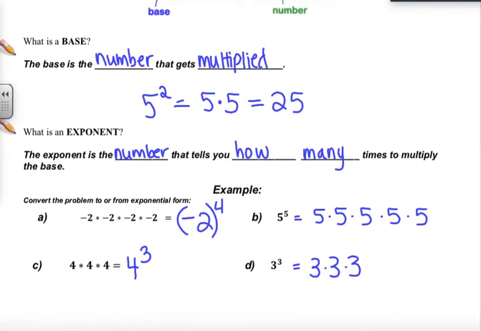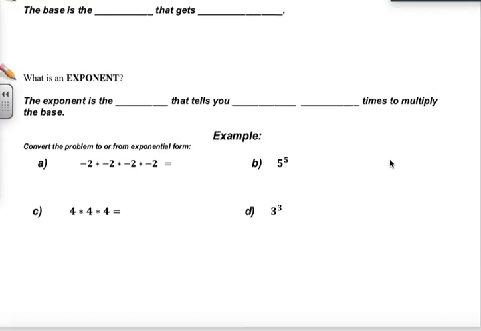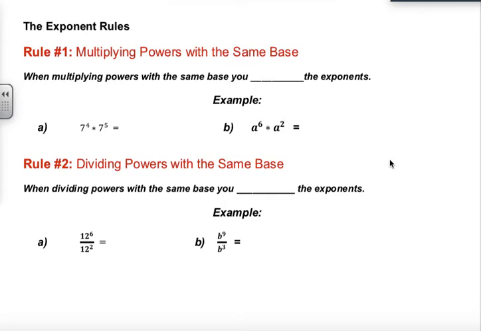So if we flip this to the next page, we're going to be learning 2 rules today. We're actually going to be kind of going around a little bit. We're going to learn rule 1, and we're also going to learn rule 6, and then we're going to practice. So rule 1 is that if you multiply powers with the same base, you actually add the exponents.